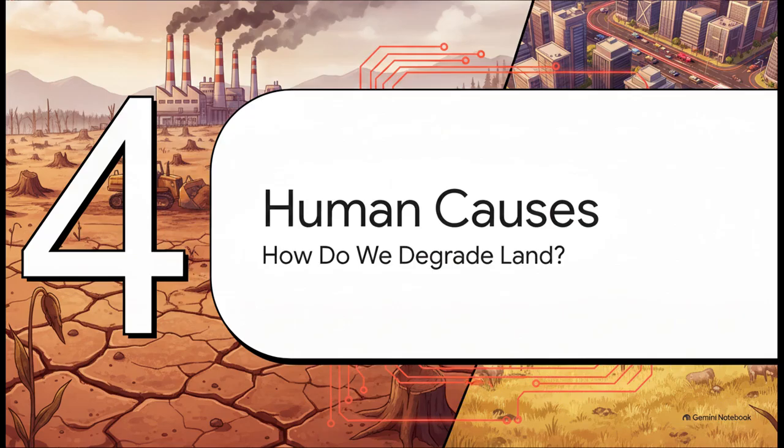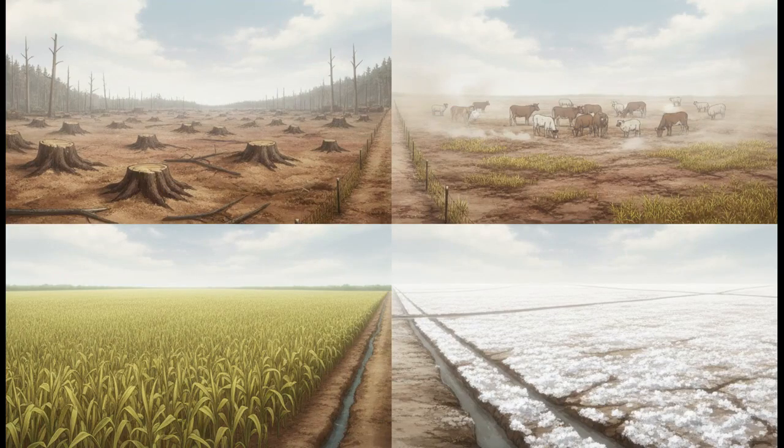Section 4. Human causes of degradation. Okay, let's get highly practical. How are we actually causing this system to collapse? The biggest culprit is unsustainable agriculture. Deforestation rips out the roots that anchor the soil in place. Overgrazing by livestock compacts the ground so much that rain just washes the top layer away.